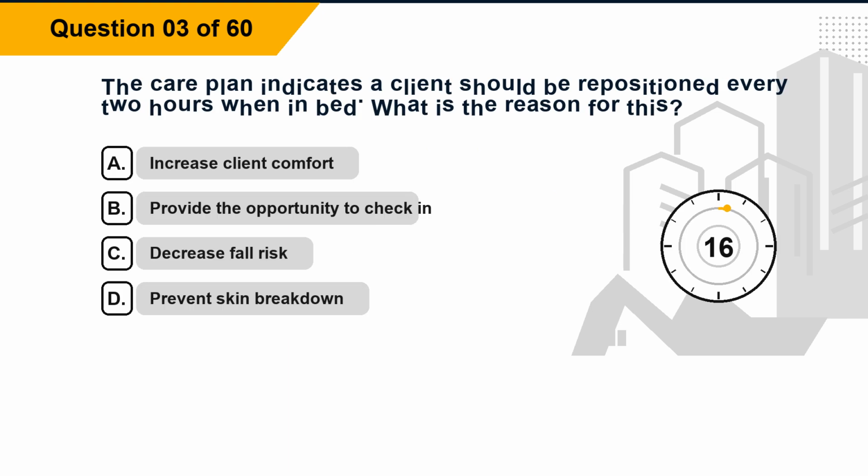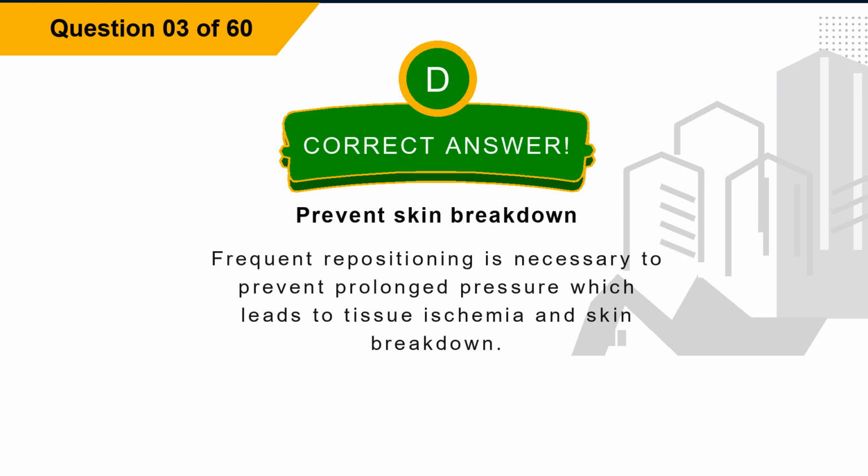Question 3. The care plan indicates a client should be repositioned every 2 hours when in bed. What is the reason for this? Option A. Increase client comfort. Option B. Provide the opportunity to check in. Option C. Decrease fall risk. Option D. Prevent skin breakdown. The correct answer is option D. Prevent skin breakdown. Explanation. Frequent repositioning is necessary to prevent prolonged pressure which leads to tissue ischemia and skin breakdown.